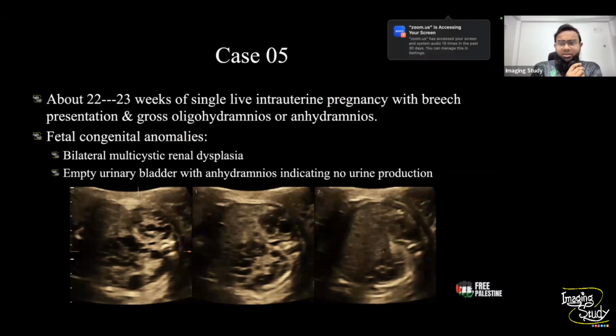So this was a case of 22 to 23 weeks of single live pregnancy with breech presentation and gross oligohydramnios or anhydramnios, you can say. There are abnormalities like bilateral multicystic renal dysplasia. The urinary bladder was empty during our 30 minutes of scan with anhydramnios, indicating no urine production in this case. So a little bit disappointing case to start the day with.